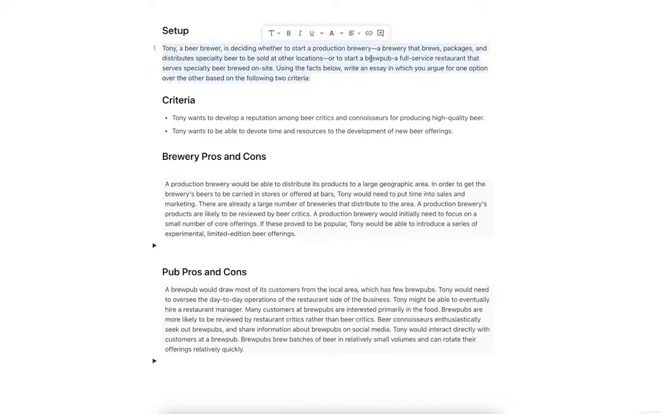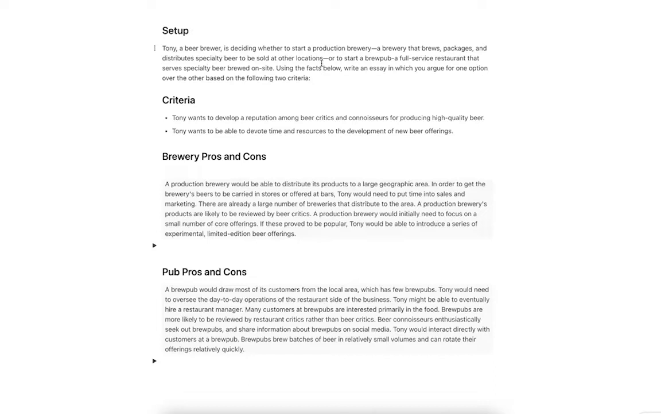This paragraph is what I call the setup. LSAC does not call it the setup, but it's always the same. LSAC will just lay out two choices for you. And again, in this case, it's whether Tony should start a pub or a brewery.